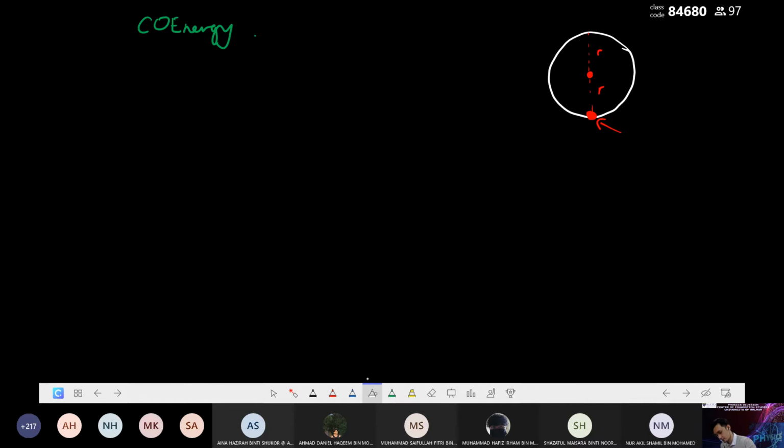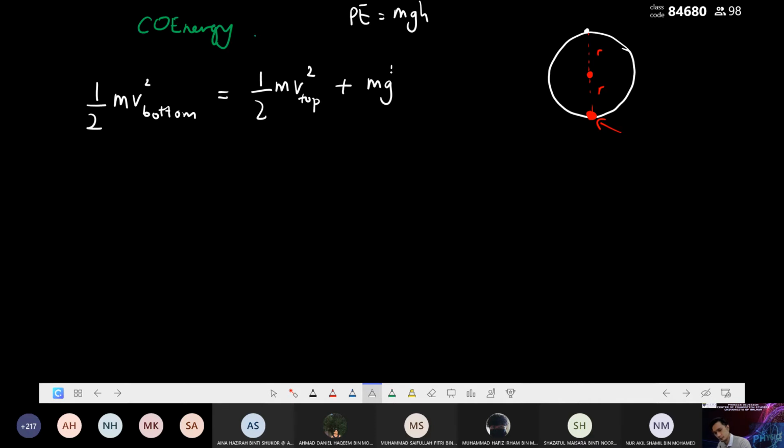let me erase using white color. So we have half mv square, but v at the bottom, it only has kinetic energy. Then we equate it to the energy at the top. Right, because it cannot be destroyed, it can only transform. So we equate the energy at the top, which is equal to half mv top to the power of 2 plus our potential energy at the top. Potential energy is equal to mgh.